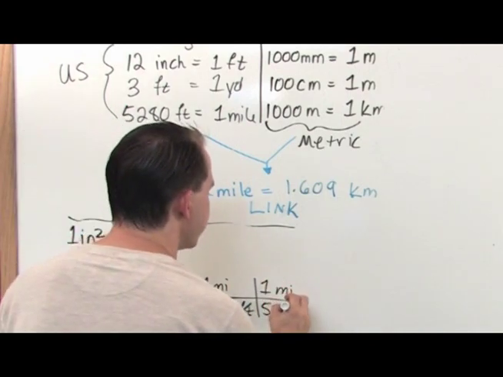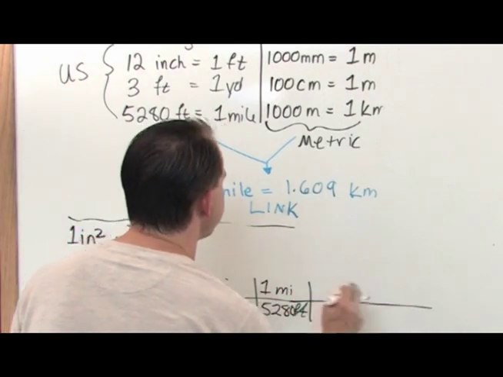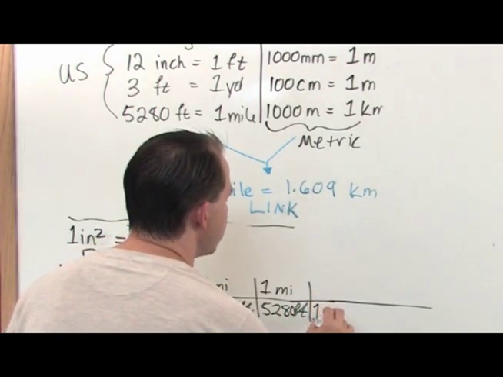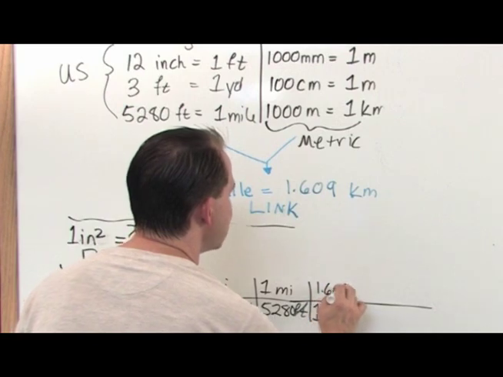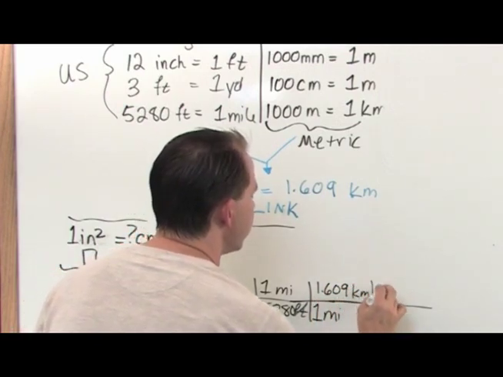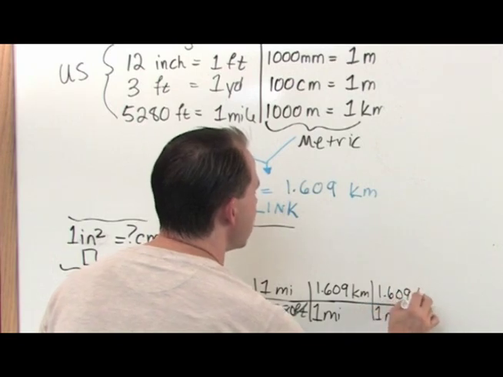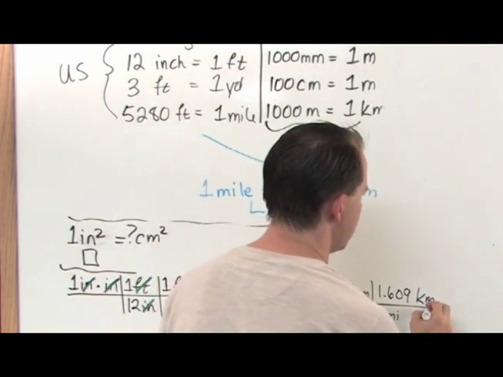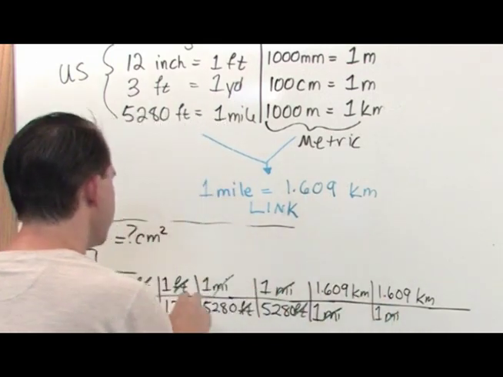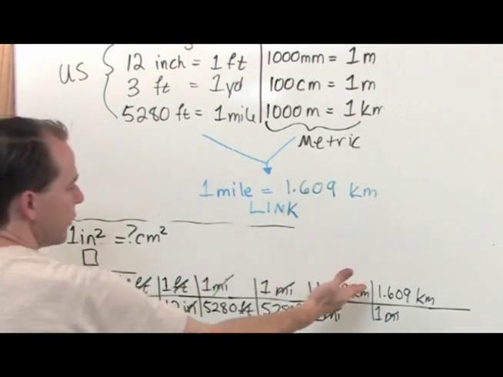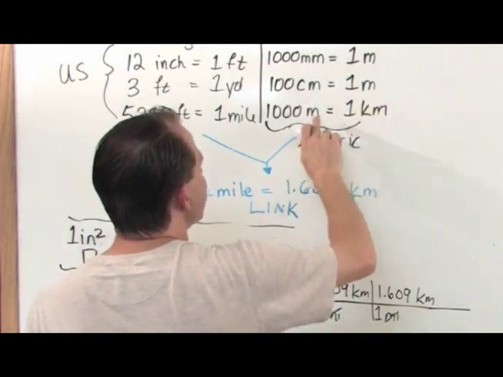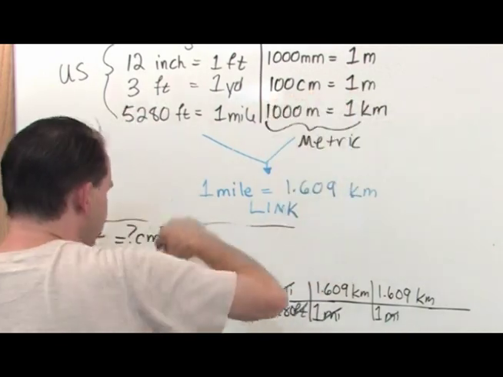So now I've got miles. Now let's make our way over into the metric system. I know that 1 mile is 1.609 kilometers, and I do it twice, 1 mile is 1.609 kilometers, because I'm canceling miles with miles and miles with miles. So now I'm at kilometers. How do I make my way to centimeters? I can go from kilometers to meters and then from meters to centimeters, right?